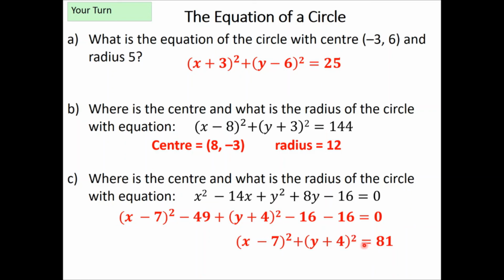So now from this you should be able to work out your center. So the center is going to be (7, −4), and the radius is the square root of 81, which is equal to 9.